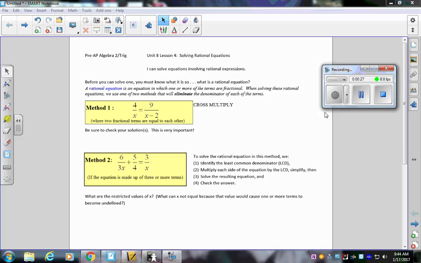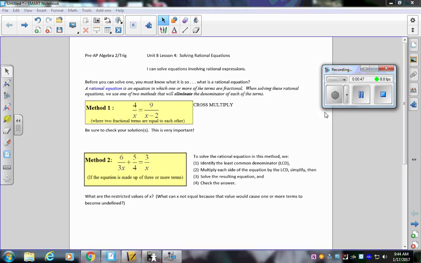Okay, so there's kind of two different methods. And it really just depends on the type of rational equation you're given. So method number one is when you have a fraction equal to a fraction, or most likely called a proportion. So if you think back to your middle school days, to solve a proportion, we cross multiply. So when we have that, we can simply cross multiply again.